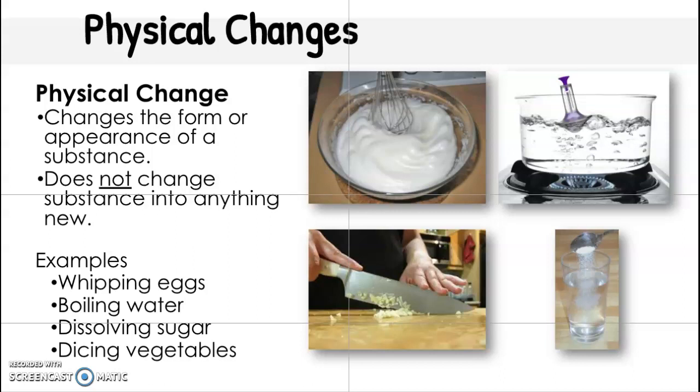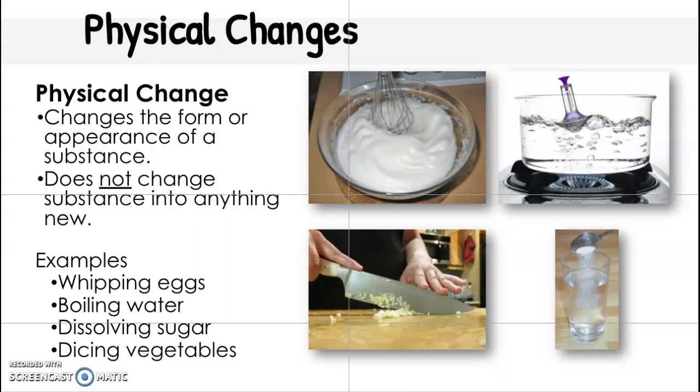Dissolving sugar. Dicing vegetables. Okay, that vegetable still holds all its properties. So what are physical changes of matter? A physical property of matter is any property that can be observed or measured without changing the chemical identity of the substance. A physical change is a change that affects one or more physical properties of the substance.